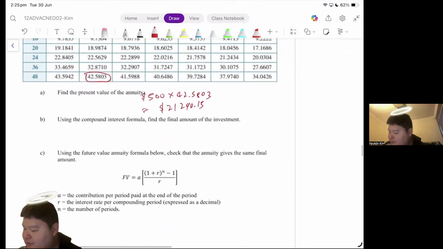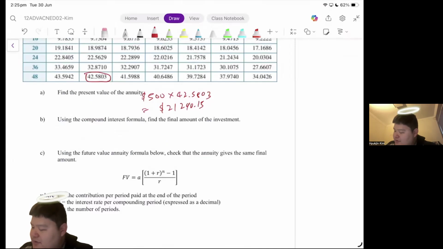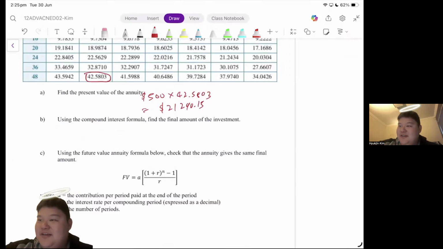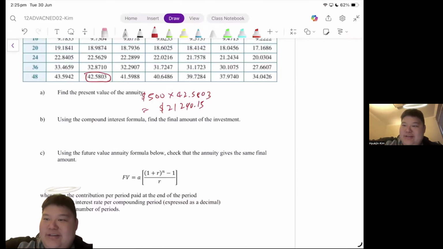Using the compound interest formula to find the final amount of the investment. What? Look, if I don't know what it's talking about, then it's probably not going to be in the HSC. Like, I'm not even kidding. I couldn't care less.